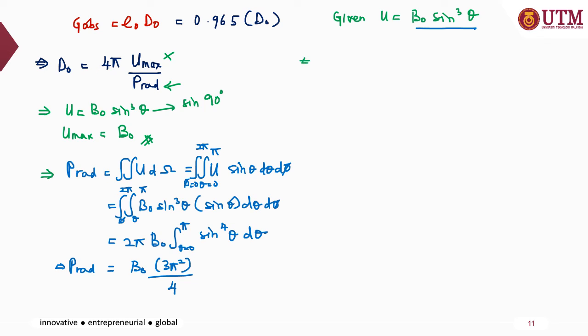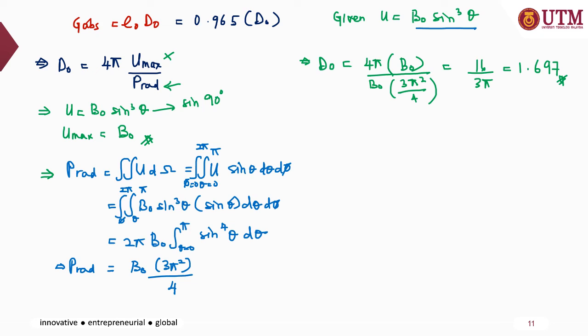So now you can finalize what your D naught is. D naught is equal to 4 pi, with U max equal to B naught, divided by P rad, which is B naught 3 pi squared over 4. So your D naught in this case is equal to 16 over 3 pi, which is equivalent to 1.697.